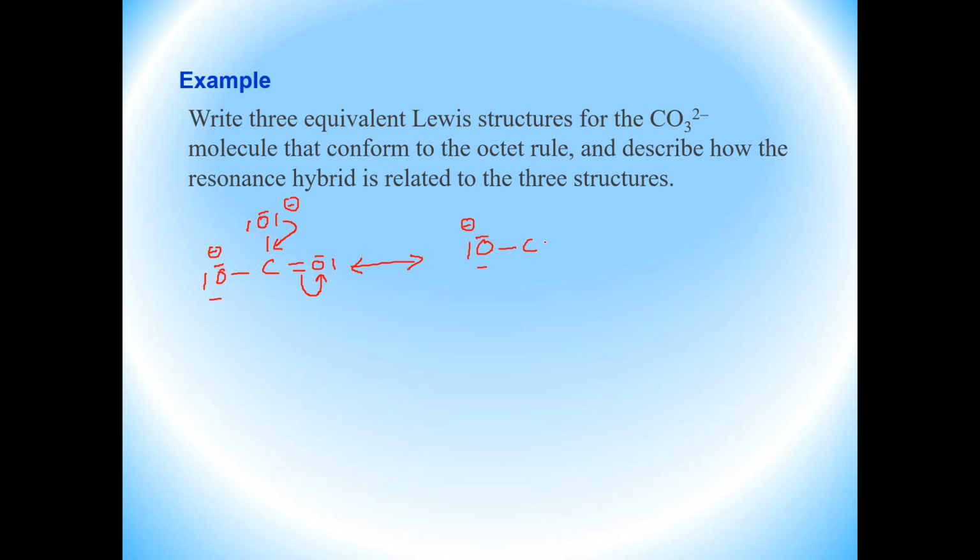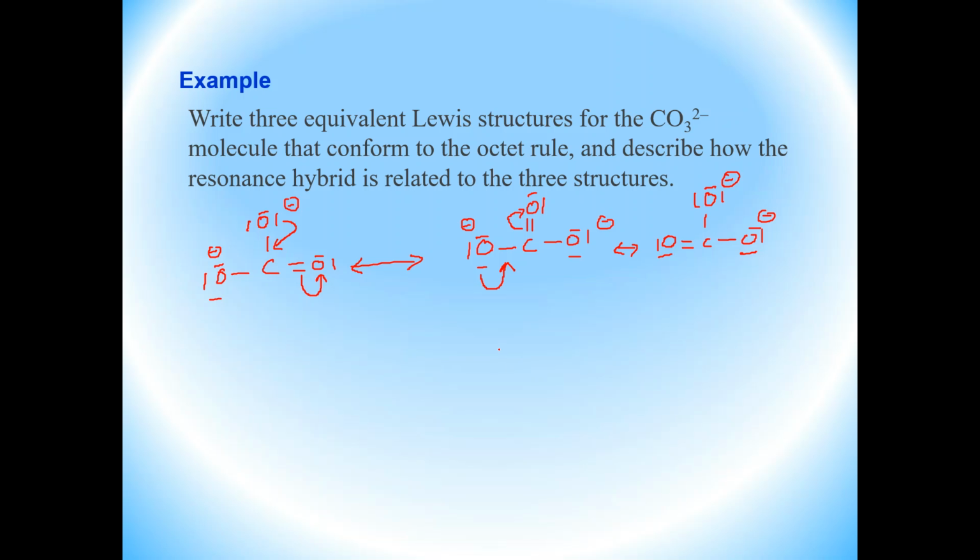Single bond C, O minus, and then a double bond here, O. So that's one resonance structure. And then the third resonance structure can be generated by pushing this pair of electrons here, and this pair of electrons will go here, and you'll end up with O, double bond C, single bond O minus, single bond O, minus charge here. All right, so those are the three resonance structures of the carbonate ion.